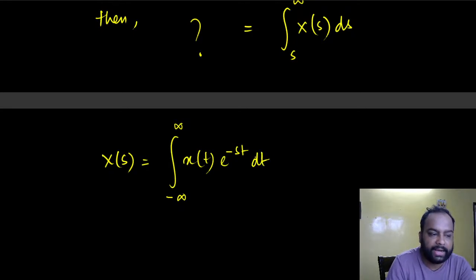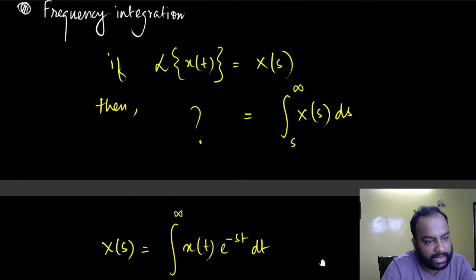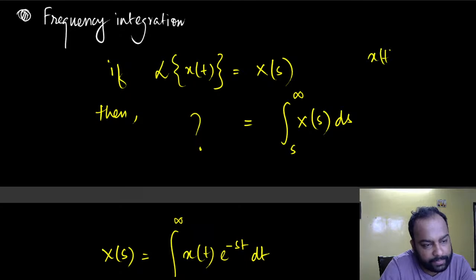Now again, we are putting a condition. The condition is that x(t) does need to be causal. So the assumption here is that x(t) is causal again.